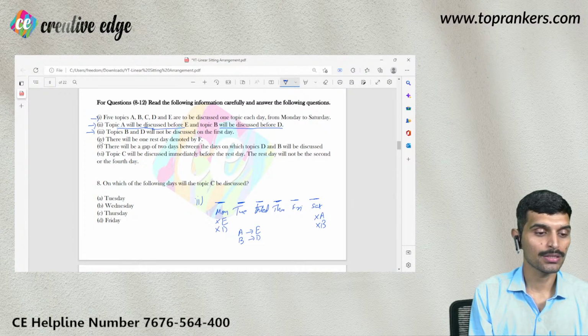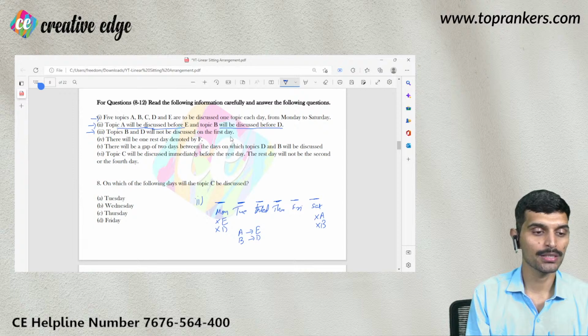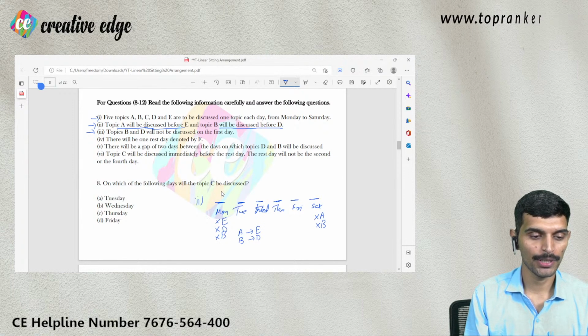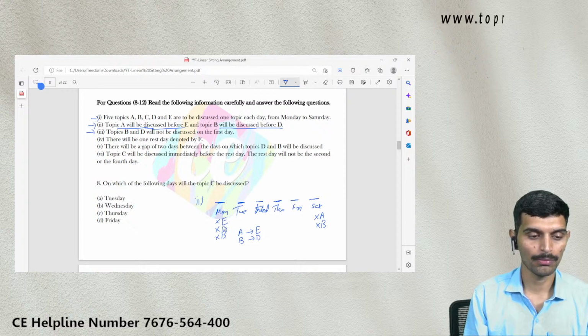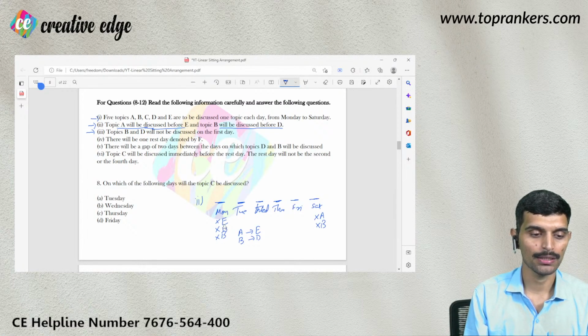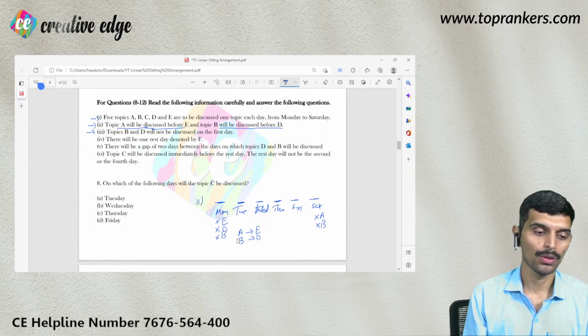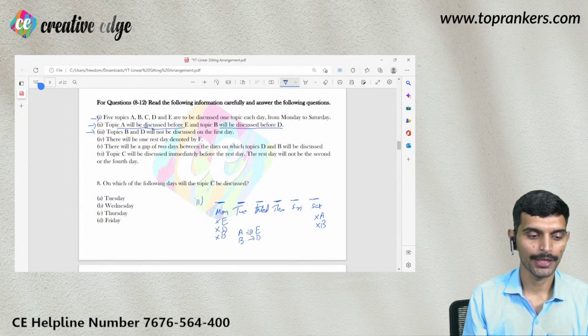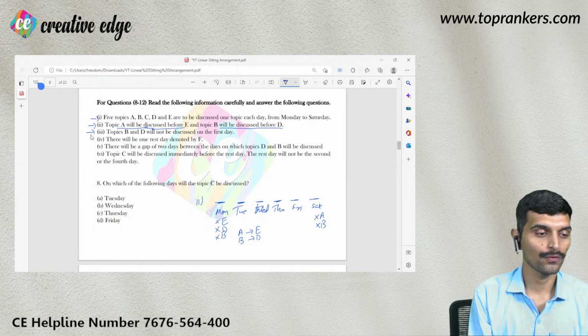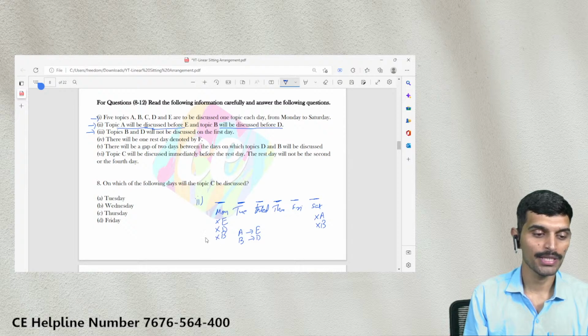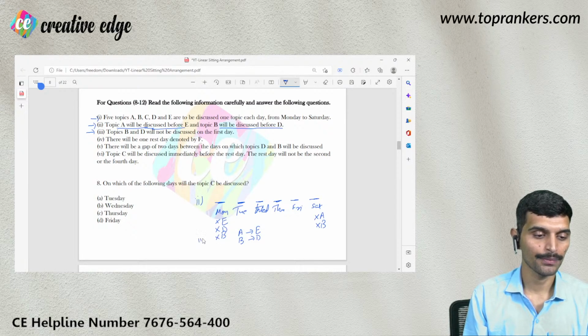Then let's look at clue number 3. Topic B and D will not be discussed on the first day. So in fact, on Monday, I will not have B, D, right? Although I already have eliminated D, from here I can also eliminate B using clue number 3.